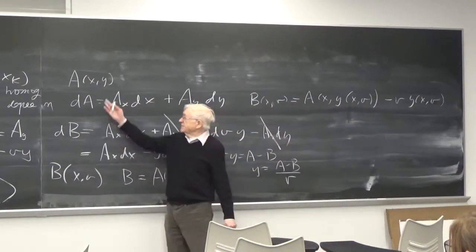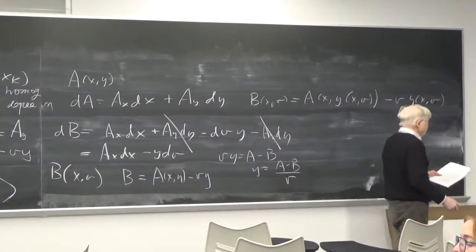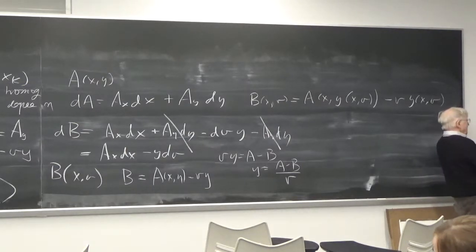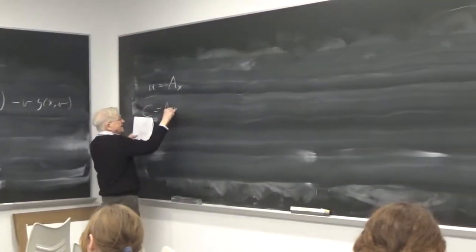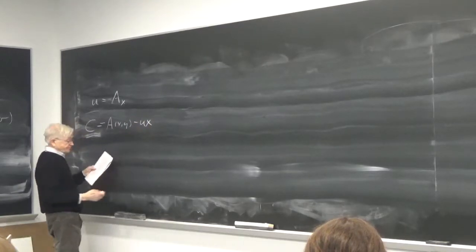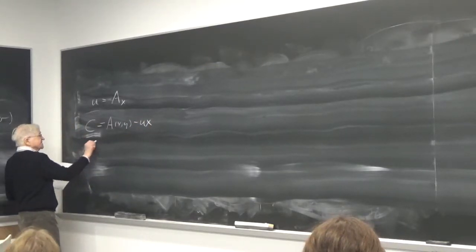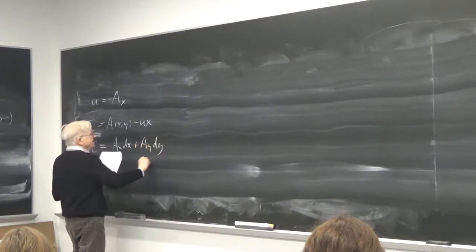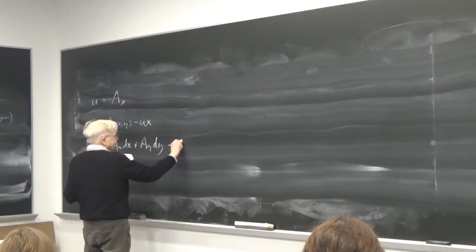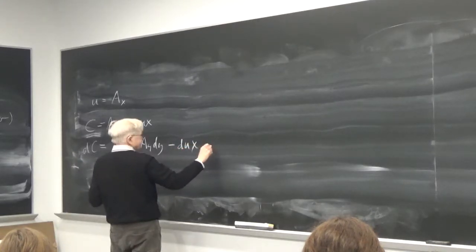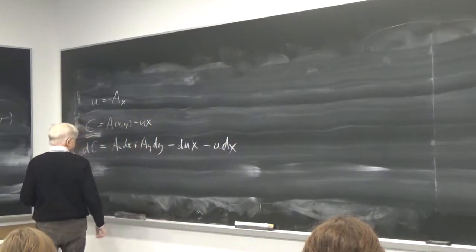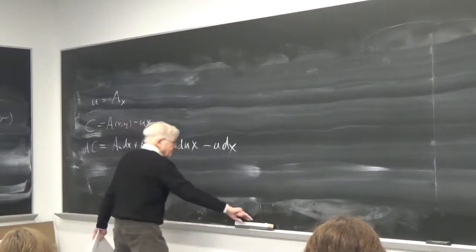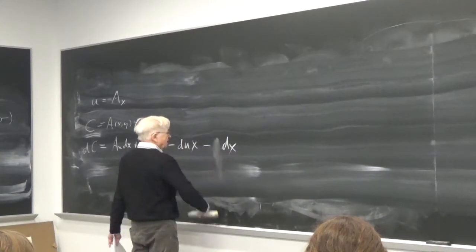So going back to a of x and y, we could also define a new variable u, the x derivative of a, and a new function c, which would be a of x and y minus ux. In this case, we would have dc equal to a sub x dx plus a sub y dy minus dux minus u dx, and u, of course, is a sub x, so I can replace u by a sub x.